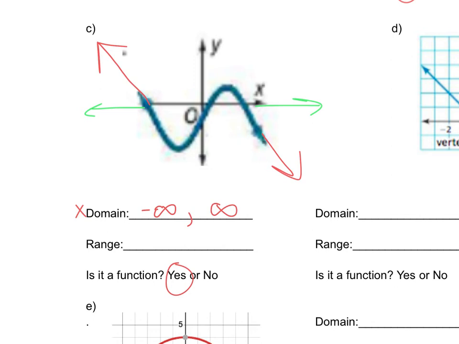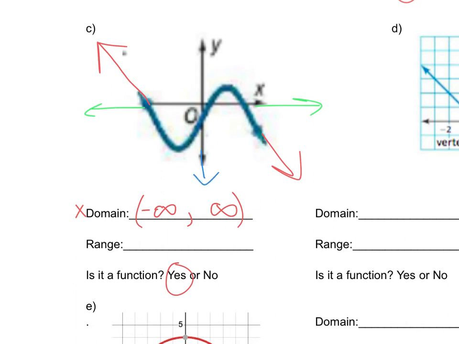So do they ever hit negative infinity or infinity? The answer is no, because it keeps going on forever. So in that case, we must put parentheses on there. Okay, now let's talk about the range, which is the y values. Whenever you're writing interval notation, you must put the smaller number on the left. If you don't, it's wrong.